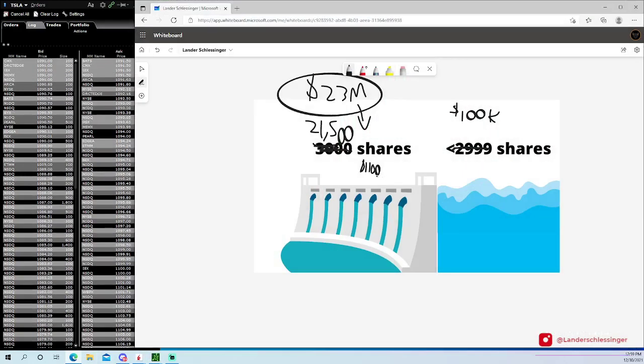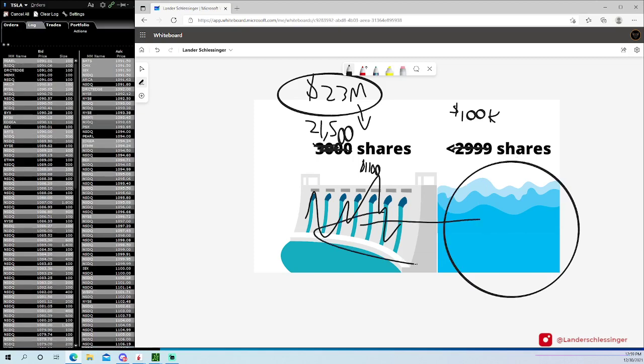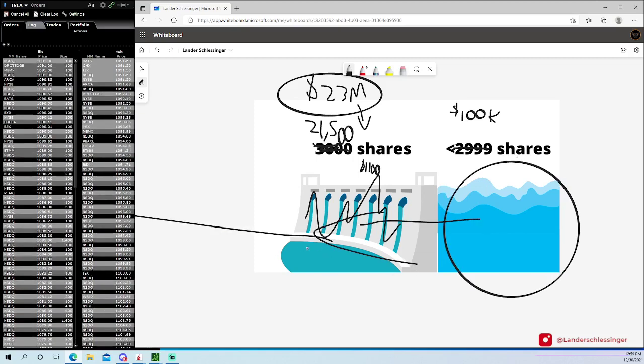Now, you guys might not be familiar with how a dam works, but if a dam breaks, where do you think all this water is going to go? It's going to flood. It's just going to go. And that's exactly what happened.